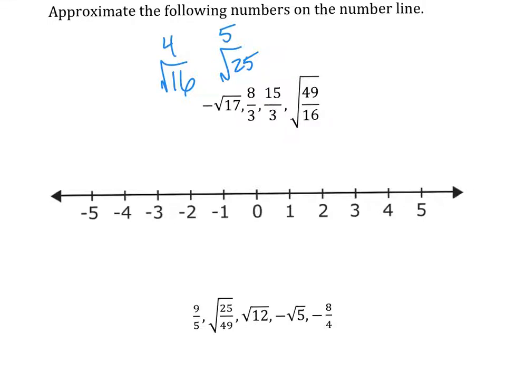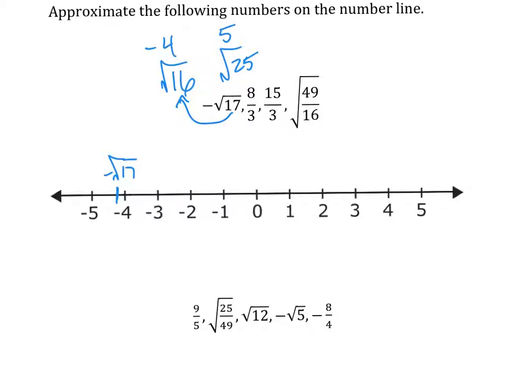Okay, but 17 is a lot closer to 16, so it's going to be a lot closer to 4. And since it's negative, it'll be closer to negative 4, but slightly more negative than negative 4. Okay, so we're going to put negative square root of 17 about right here. Negative square root of 17 right there.